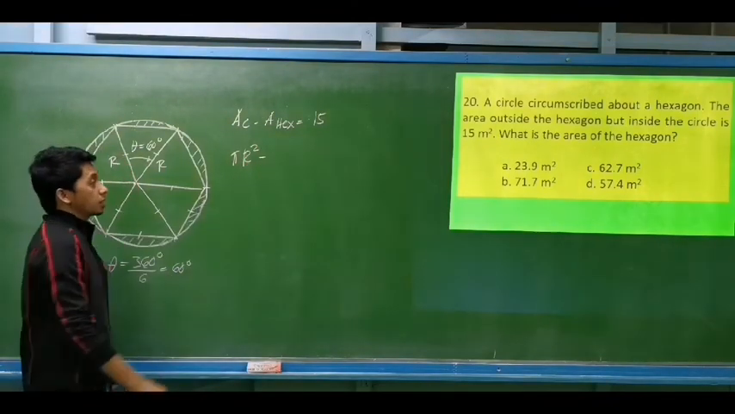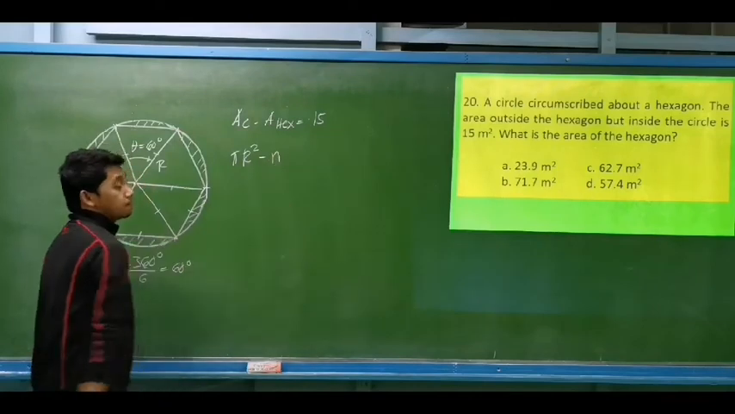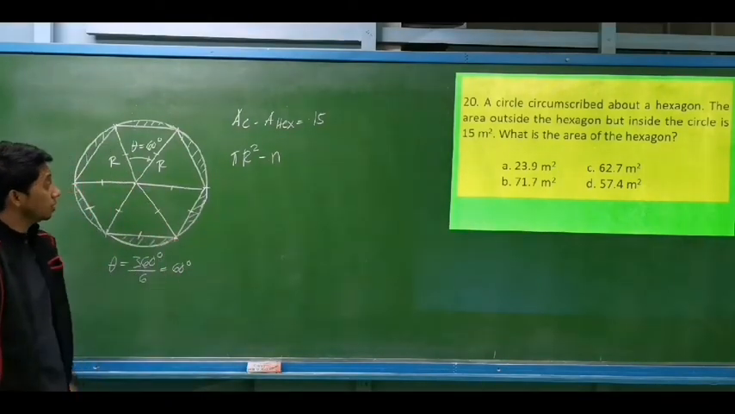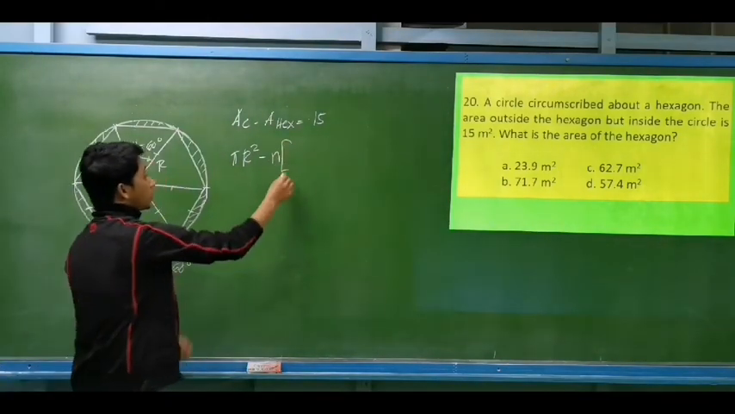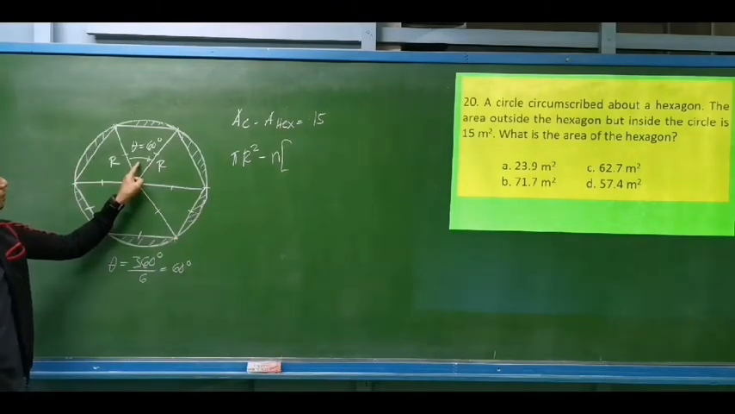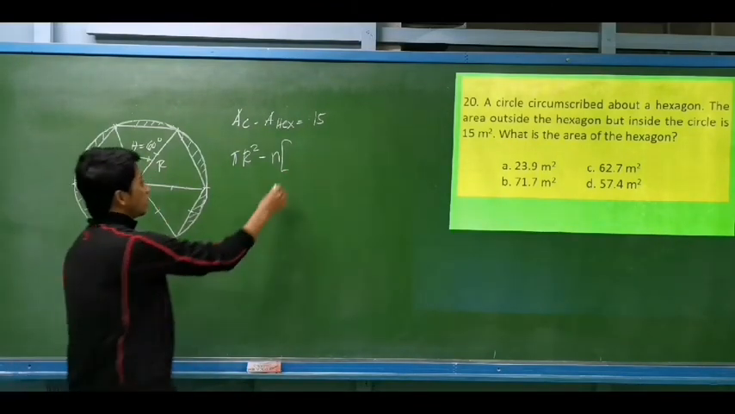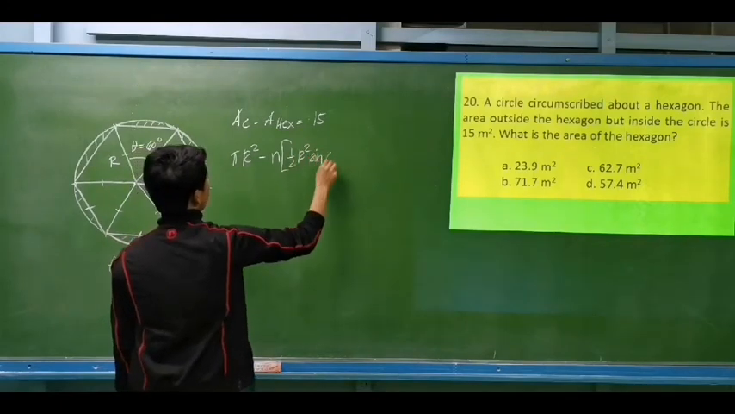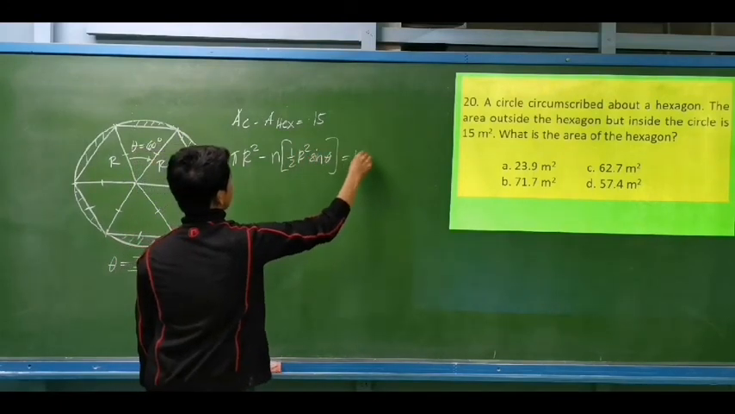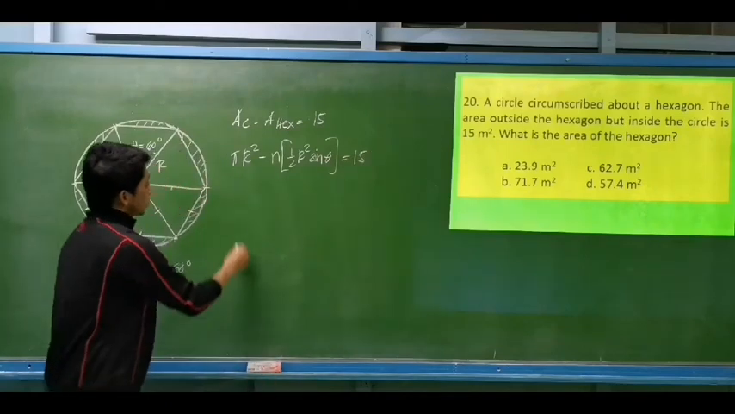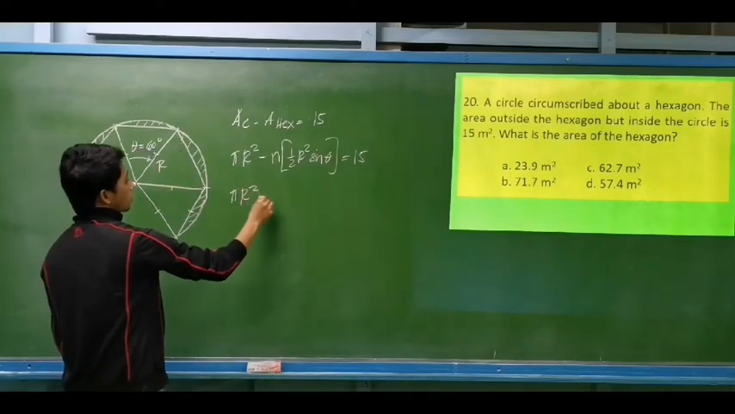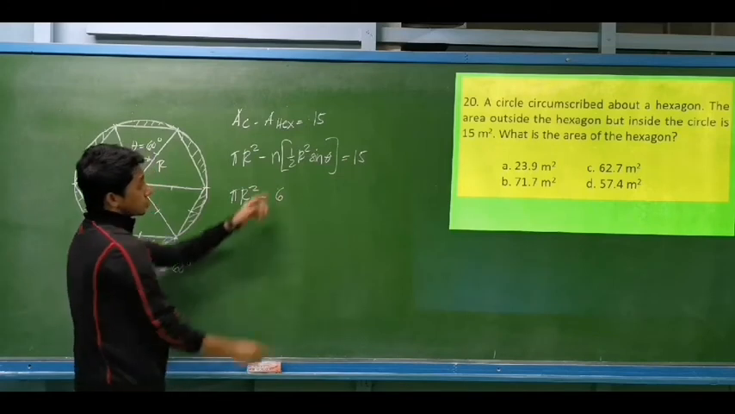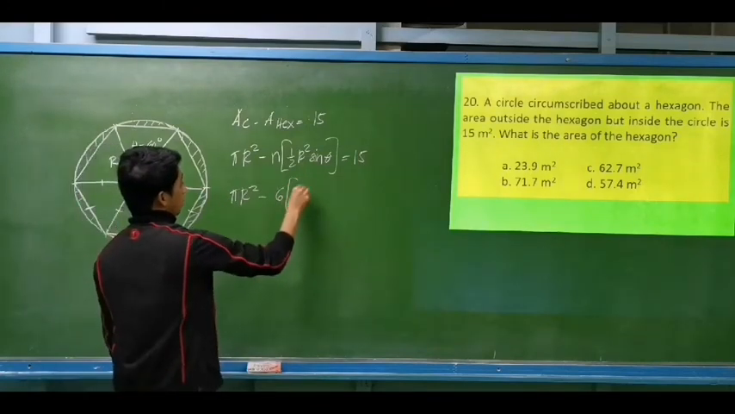Paano kumuha ng area ng hexagon? That is the number of sides ng polygon. Tapos, paano natin kukunin yung area ng isang triangle? Diba? 1/2 of r squared, the sine of theta is equal to 15. So this is the same as pi, the radius squared, minus, we have 6 sides, multiplied by 1/2.